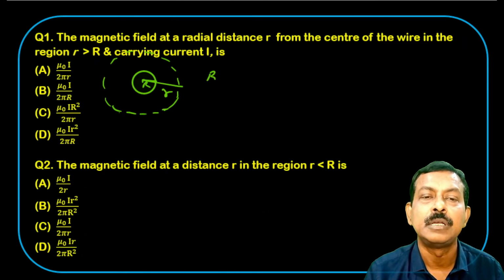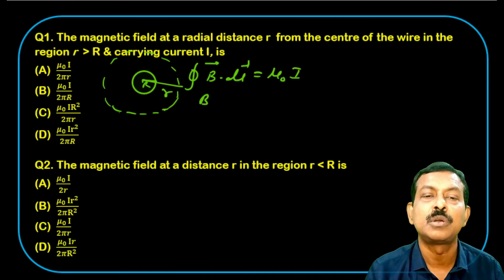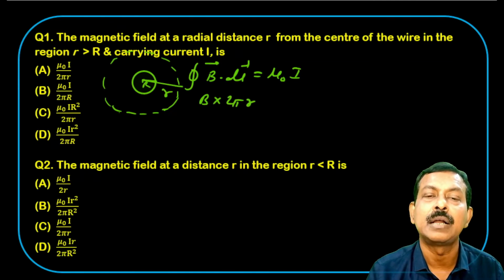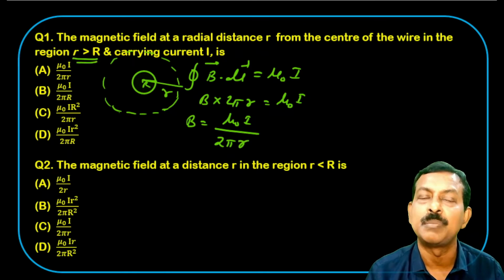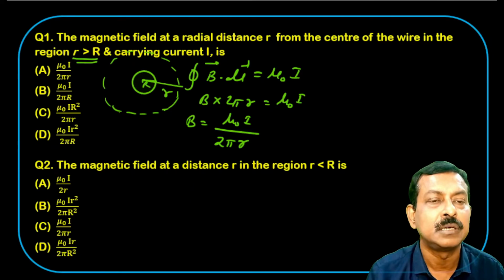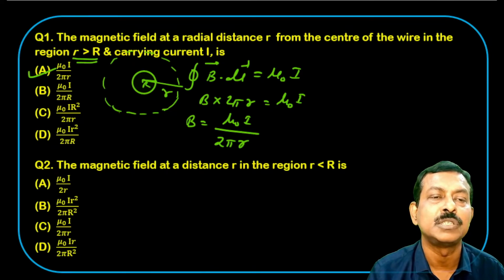And if you take B dot dl, integral over closed loop, this is your mu naught into I. Now, this is your B into 2 pi R and this is your mu naught I. So B will be equal to mu naught I by 2 pi R, because here r is greater than R. So if you look at the different options, the first one is mu naught I by 2 pi R. So this is the correct one.